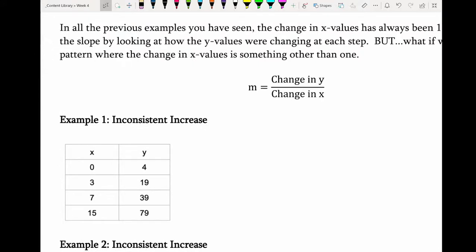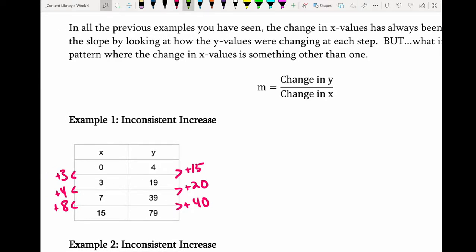So for example 1, an example of inconsistent increase, because if we look at the x values, they're not all increasing by 1. The idea is still going to be the same. I want to find my slope from this table, or my rate of change. So I need to look for the change in y values, and in this case we should see that we are increasing by 15, then by 20, and then by 40. And if I look at the x values, I can see in the first step they increase by 3, then they increase by 4, and then they increase by 8.